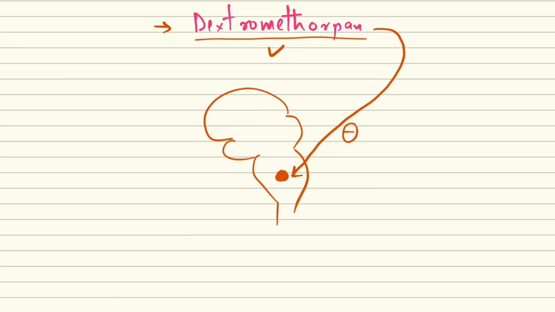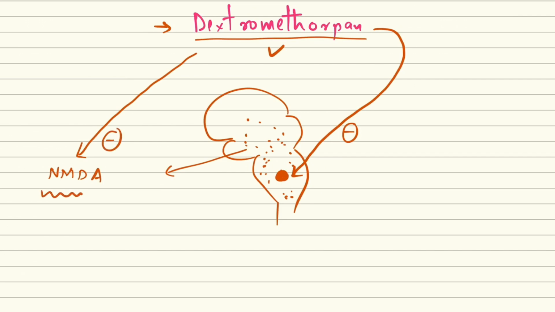So besides the direct blockage of the cough center in the medulla oblongata, there are certain receptors which are also being blocked by dextromethorphan. These receptors are scattered throughout the central nervous system, and they are called the NMDA receptors. So dextromethorphan also blocks these receptors present in the central nervous system. So normally, what is the mechanism? How does the NMDA receptor work?